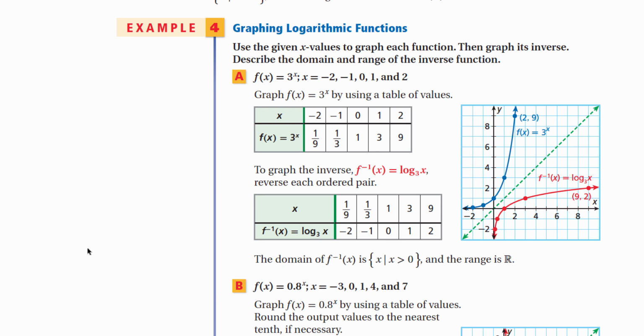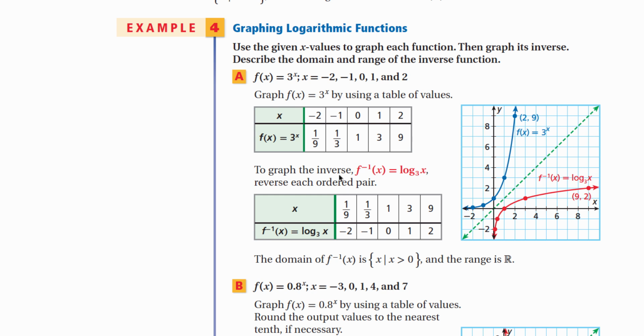Example 4, graphing logarithmic functions. Use the given x values to graph each function, then graph its inverse. Describe the domain and range of the inverse function. So here we have f of x equals 3 to the x, where x is equal to -2, -1, 0, 1, and 2. First we plug those values into the function 3 to the x, and I get the following ordered pairs. I then graph those ordered pairs.